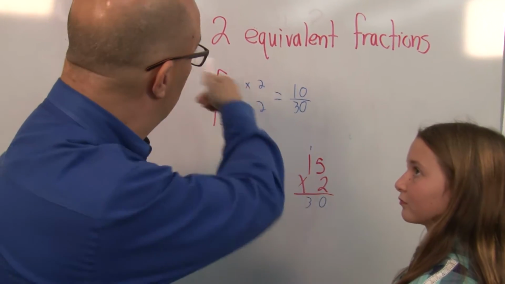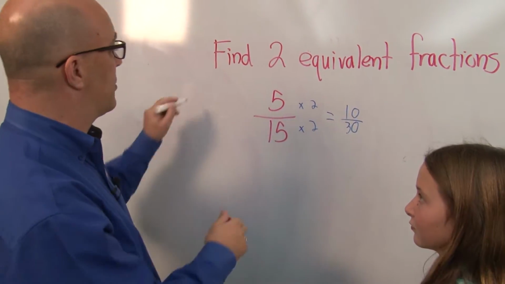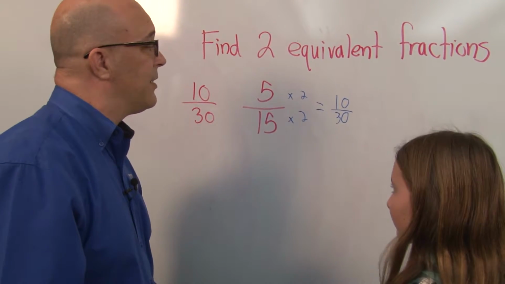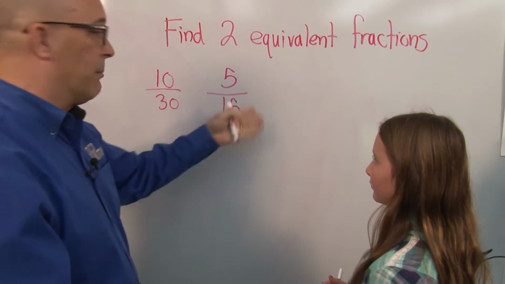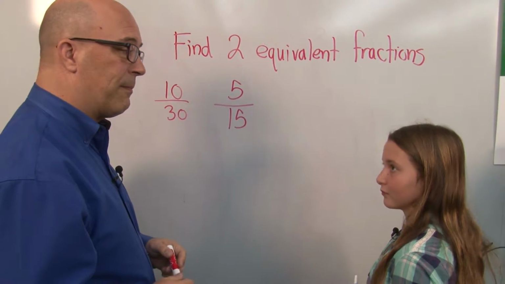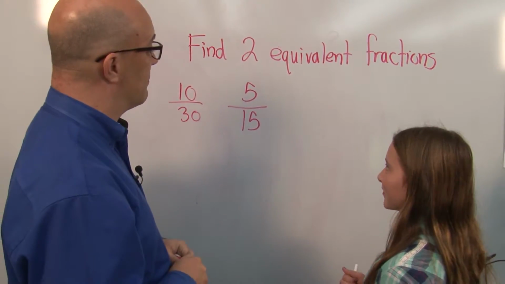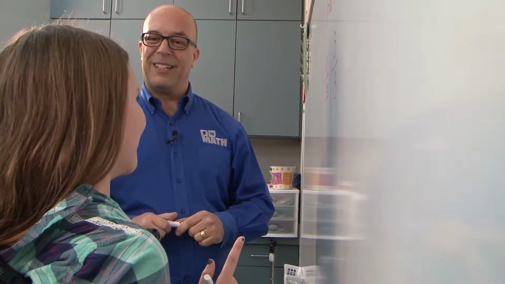Now, the problem says to find two equivalent fractions, right? So I'll just write the 10 over 30 over here, all right, because that is equivalent to it. So what else would you like to do? Because first of all, you multiplied it by 2, which was fine. What's another way? You can divide it. Ooh, nicely done. So what would you like to divide it by? 3. Wait, no. You're on the right track.